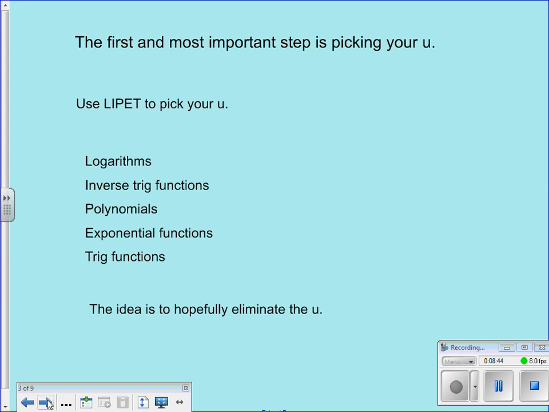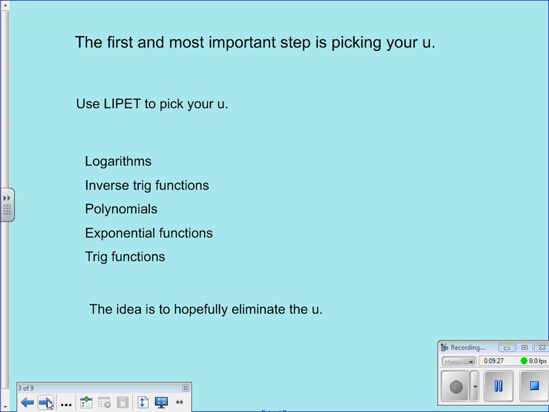If you have a logarithm, u will be your logarithm. If you do not have a logarithm, then you look to see, do I have an inverse trig function? If I have an inverse trig function but no logarithms, I let u be my inverse trig function. If you do not have a log or an inverse trig function, then it is the polynomial. If you do not have any of those, then you let it be the exponential function. If you do not have any of those, then it is a trig function. If you do not have any of those five things, then what are you doing integration by parts for? Because you don't need to.